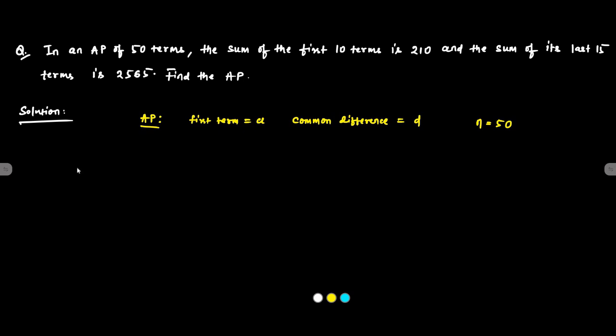Okay, so let's say we have the first 10 terms. The sum of the first 10 terms, 1 to 10, let's call it S10, is equal to 210. Now we know that the sum of n terms is given by n by 2 into 2a plus n minus 1 into d. Okay, this is the sum of n terms.